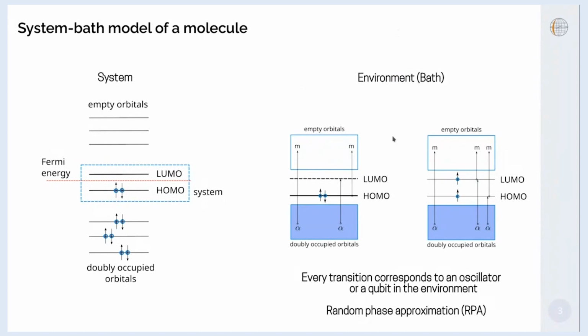What is then the bus or environment? These are all possible transitions from doubly occupied orbitals to empty ones, shown by arrows here, including transitions from HOMO-LUMO and 2 empty orbitals, so from doubly occupied to LUMO. For singlet molecules, for triplet, even more transitions are possible. Every such transition is an oscillator. And this, of course, stems from the random phase approximation, RPA. This is done there all the time.